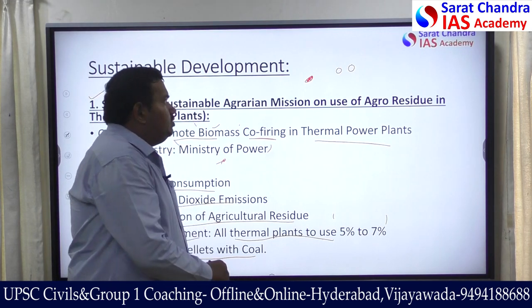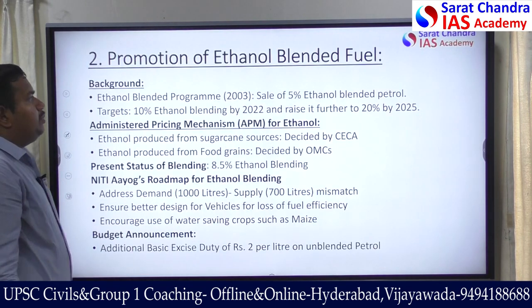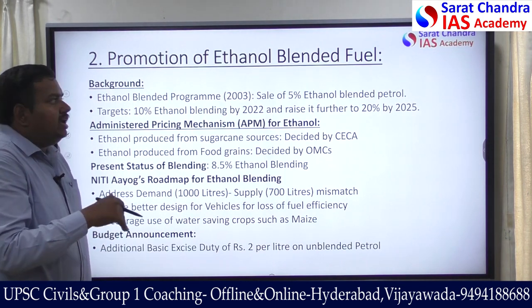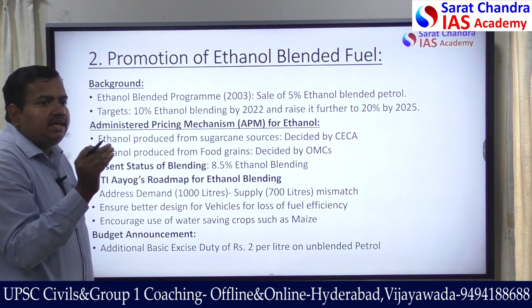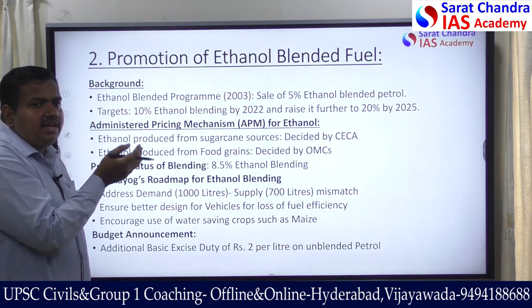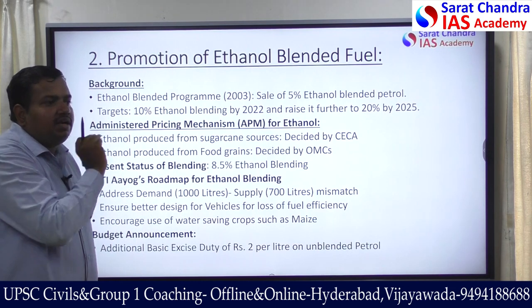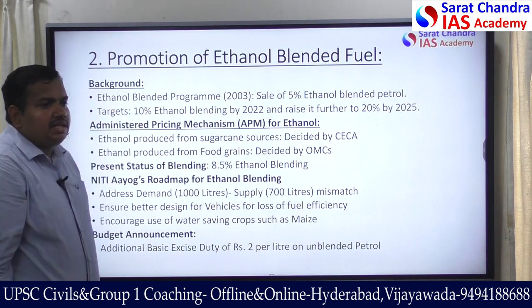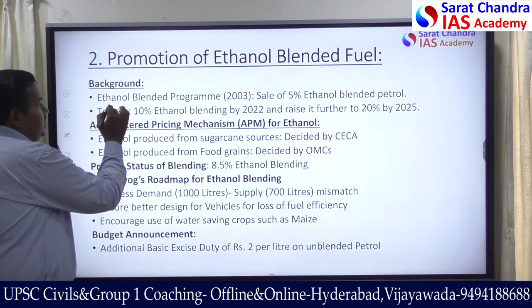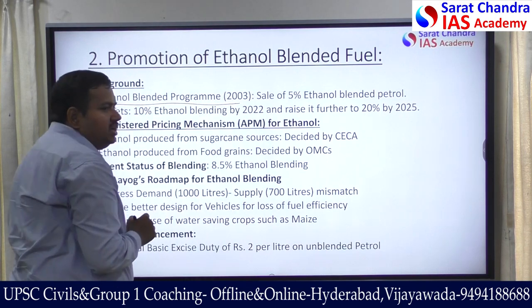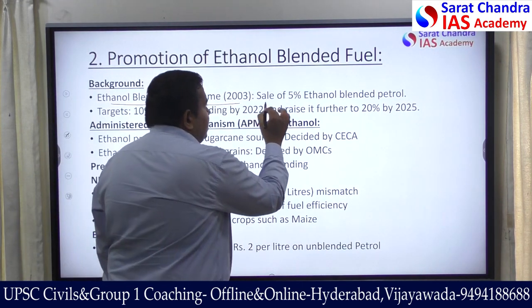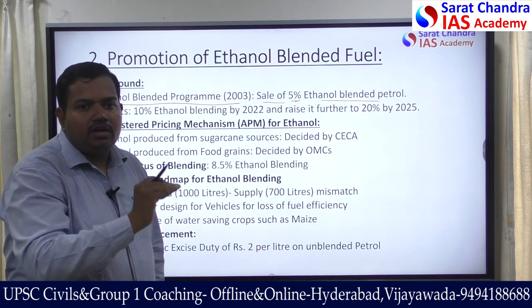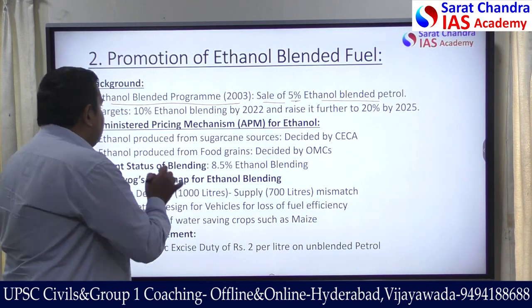Okay. Now, next topic, promotion of ethanol blended fuel. So, ethanol blended fuel means along with fuel we are going to blend ethanol, just like in the co-firing, along with coal we are going to use some percentage of biomass pellets. Here, along with the fuel we are going to use some percentage of ethanol. So, what is the background? The ethanol blended program was started in 2003. So, at that time, sale of 5% ethanol blended petrol, that is the target. 5% blending of ethanol with the petrol, ethanol blended petrol.